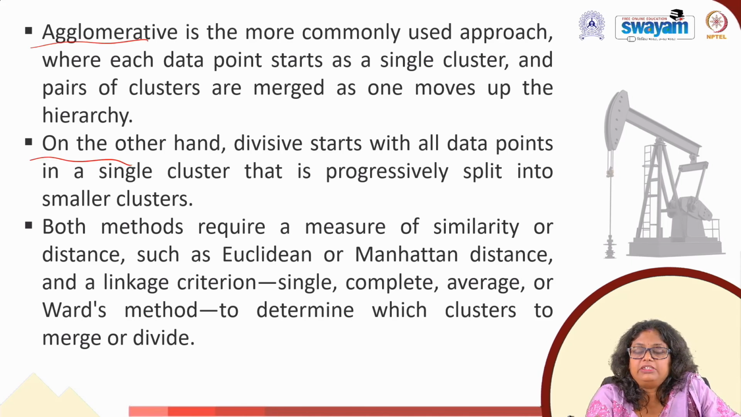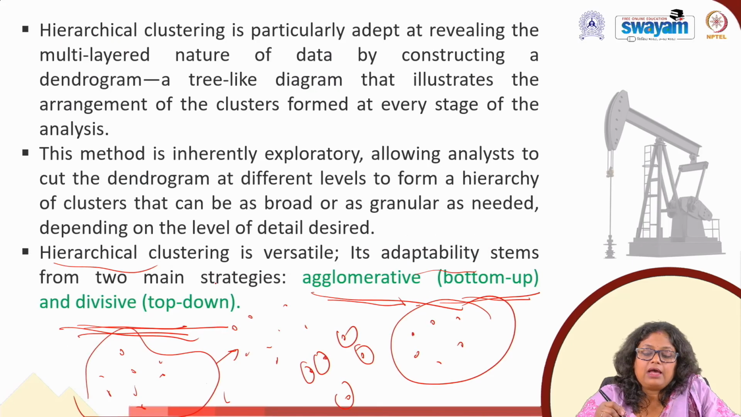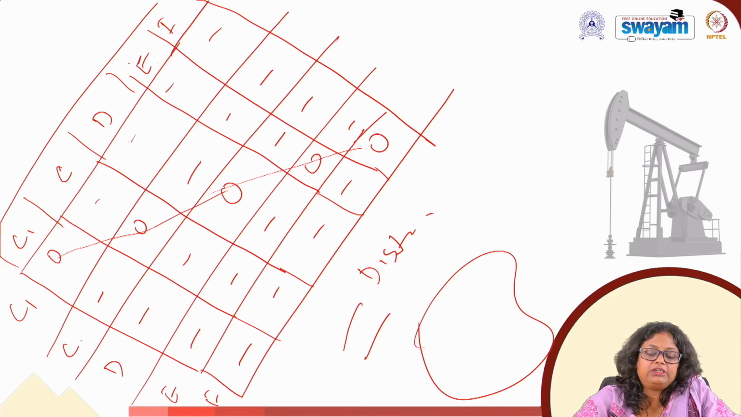Agglomerative is a more commonly used approach where each data point starts as a single cluster and pairs of clusters are merged as one moves up the hierarchy. Divisive, what we have seen, starts with all data points in a single cluster and progressively splits into smaller clusters. Both agglomerative and divisive require a measure of similarity or distance such as Euclidean or Manhattan distance, and there is one more thing, linkage criteria, which I mention here, okay, about calculating the distance from the cluster to other points, okay.